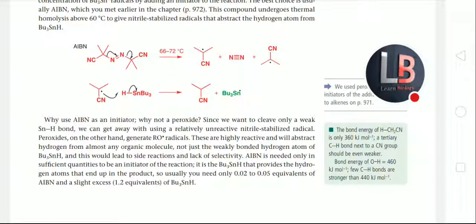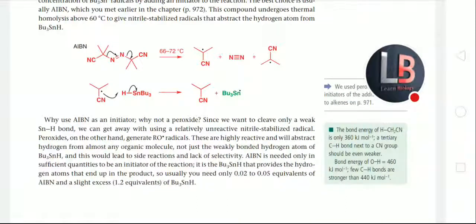AIBN is needed only in sufficient quantity to be an initiator of the reaction. It is the Bu3SnH that provides the hydrogen atoms that end up in the reaction. So usually you need only 0.02 to 0.05 equivalent of AIBN and a slight excess, 1-2 equivalents, of Bu3SnH.